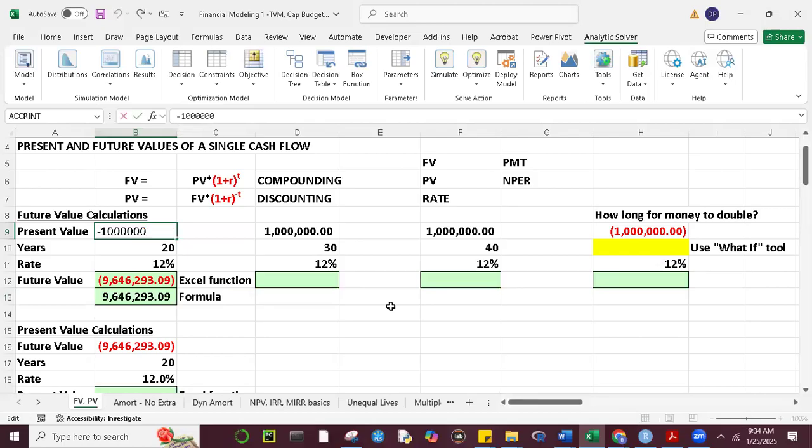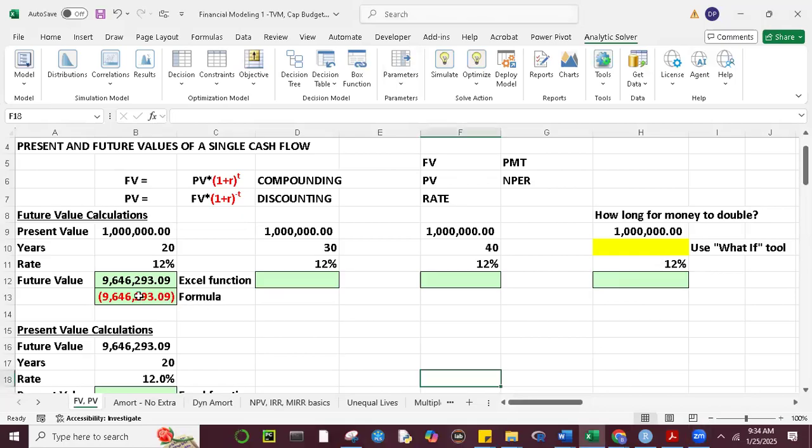Okay. Let me put this back. All right. Is that clear, class? Kindly chat, please. Do you understand why we're getting a negative answer here? Okay, good. So pay particular attention to that. Excel is very particular about the direction of the cash flow.